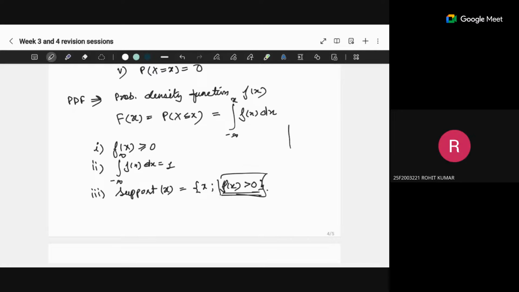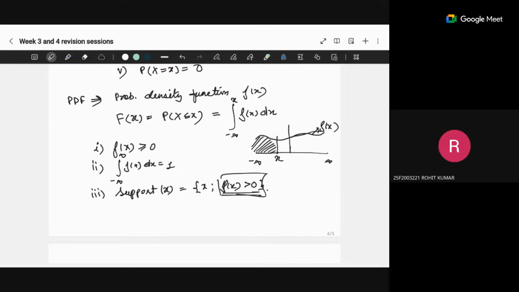PDF is basically, if I'm drawing a chart, let's suppose, this is my PDF, the whole thing, going from minus infinity to infinity. From this PDF, if I have to find the CDF, let's suppose this is my x naught. I need to find the probability that X is less than or equal to some x value. I will be integrating this. I need this whole area, correct? So I will be integrating this PDF from minus infinity to x.